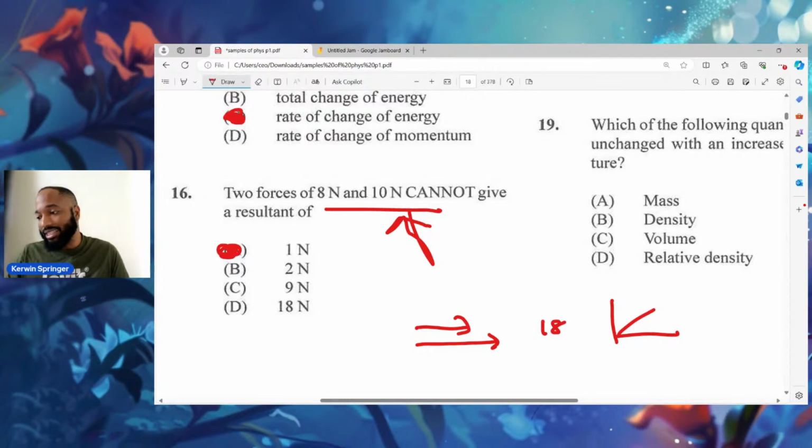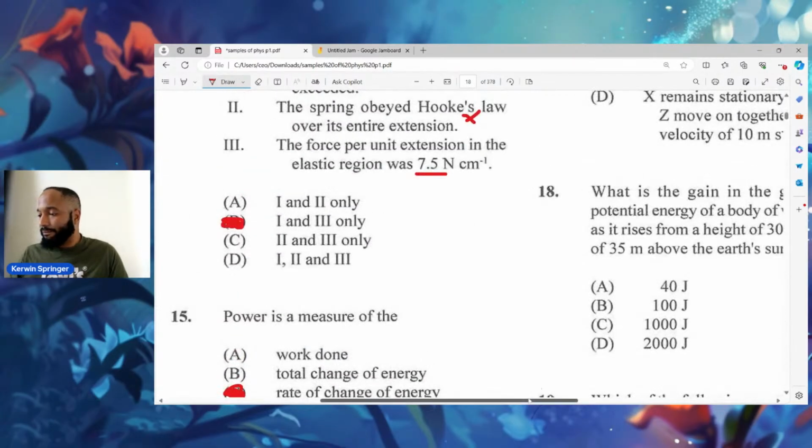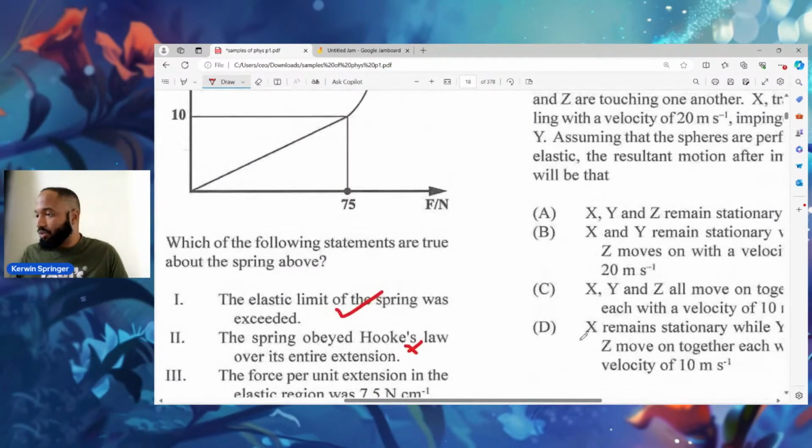Yeah, because it's 8 and 10. So even if you put them opposite to each other, 8 this way, 10 that way, you will still get 2 this way. You understand what I'm saying? There's just no way to get 1 with these forces. There's no way to even get 0.